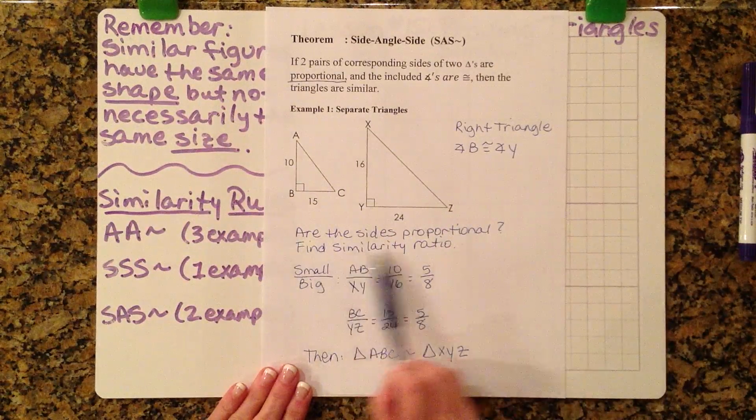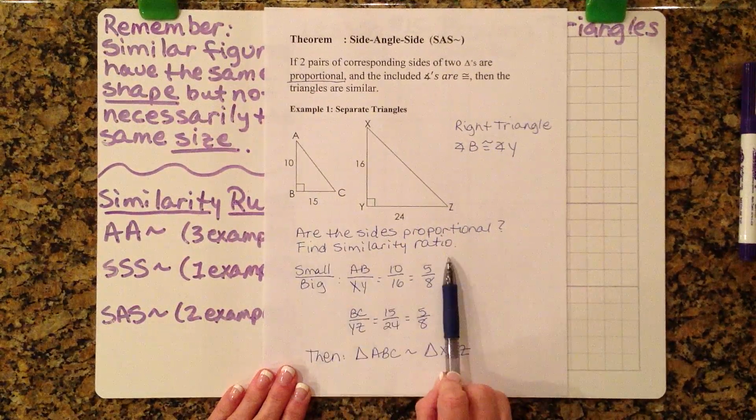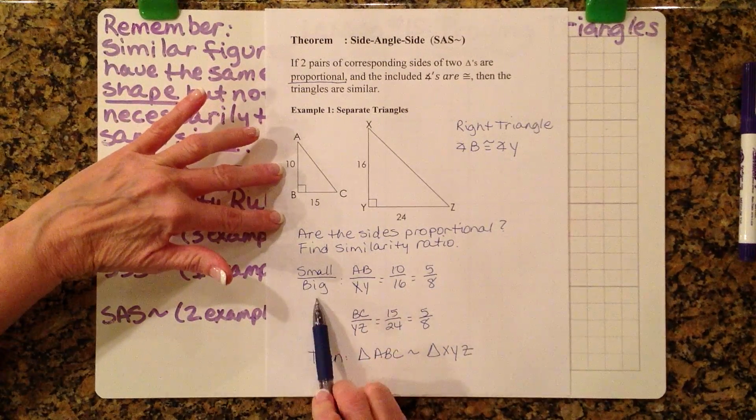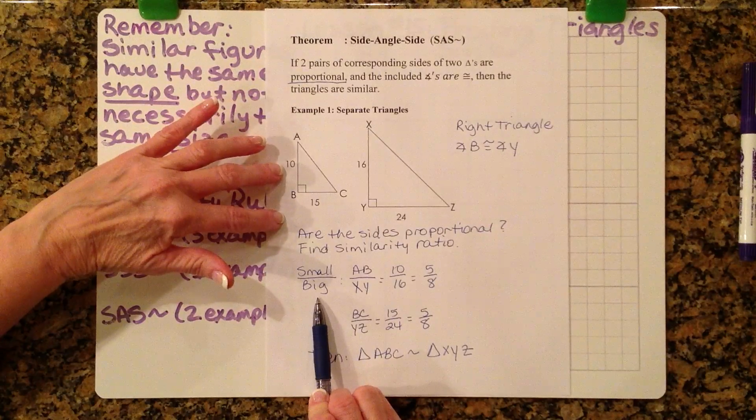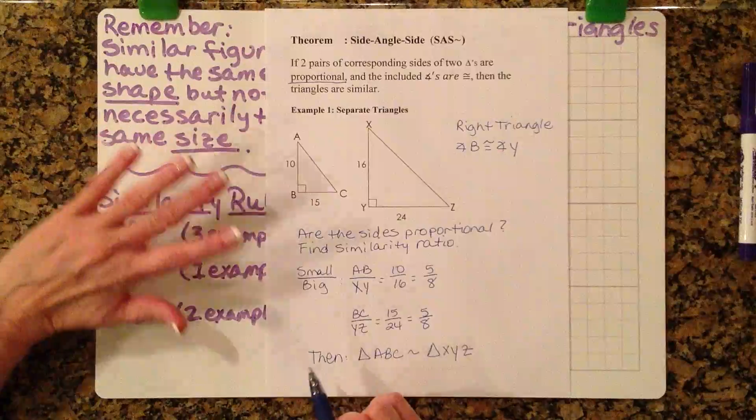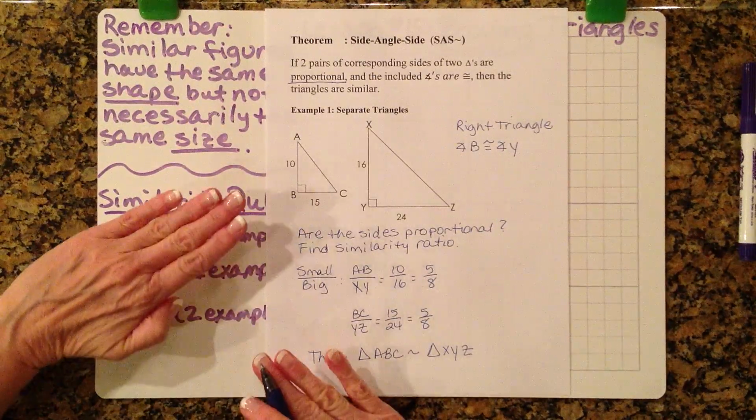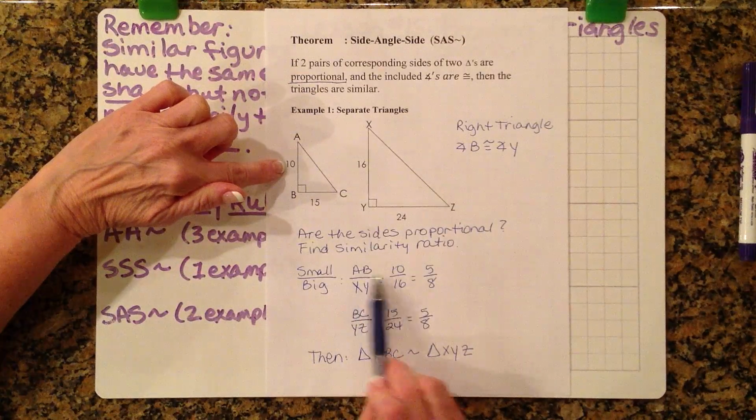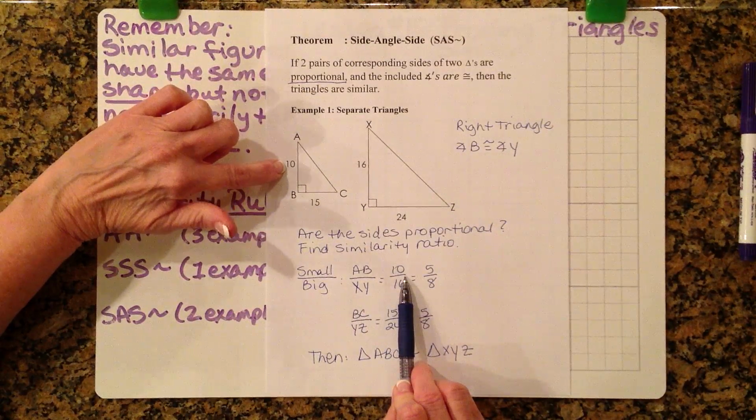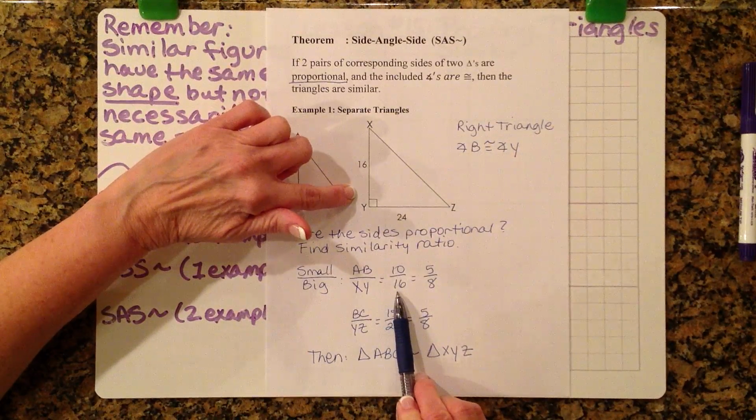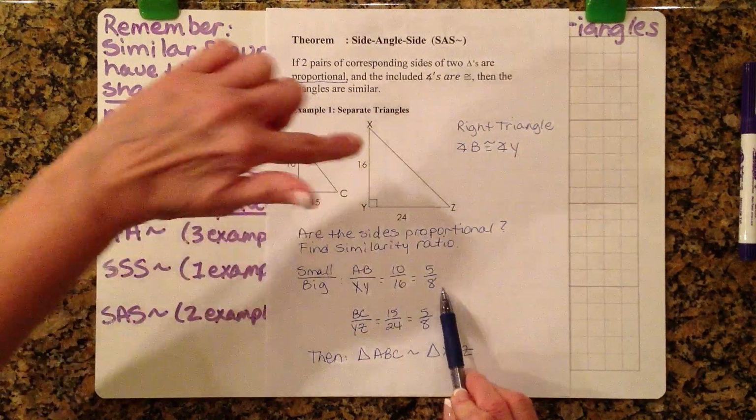So now, are the sides proportional? Let's find a similarity ratio. I'm going to take small triangle over big. Okay, it doesn't matter if you go big over small or small over big. Make sure you set it up the same way every time. That's very important. So I'm going to take AB, which is 10, over XY, which is 16. Don't forget to reduce it and get 5/8.